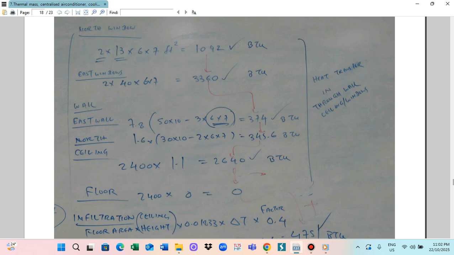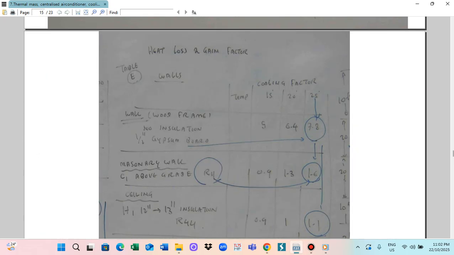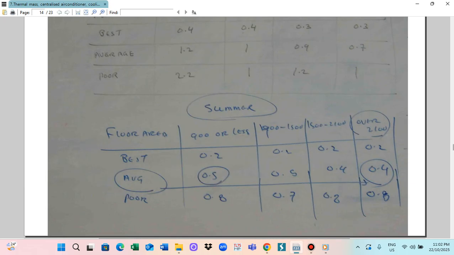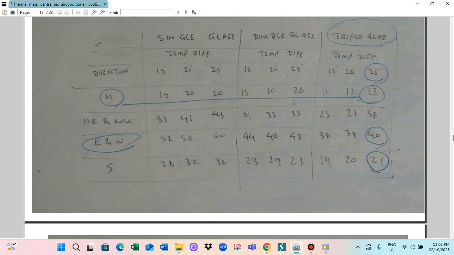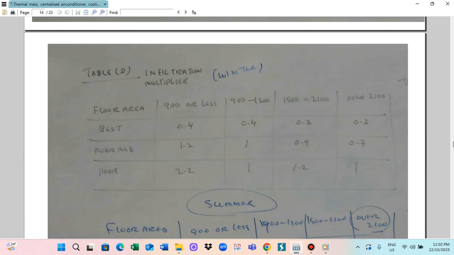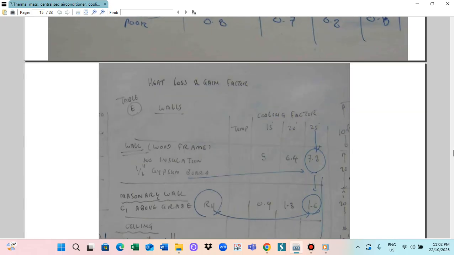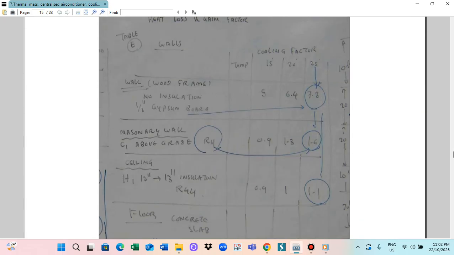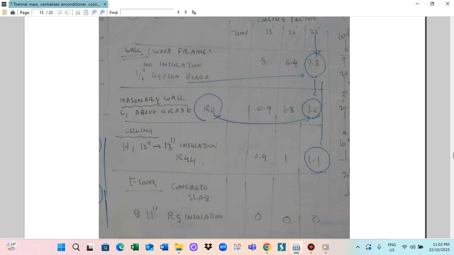And then this is for the window calculation. Now we will calculate for the wall. Now the wall: firstly we calculate the east wall, and also the north wall. So firstly the east wall. The east wall is a timber wall, a wooden wall with half inch gypsum board.